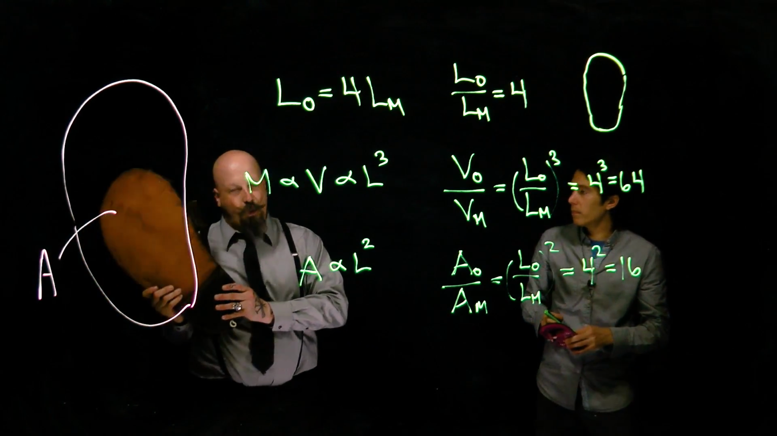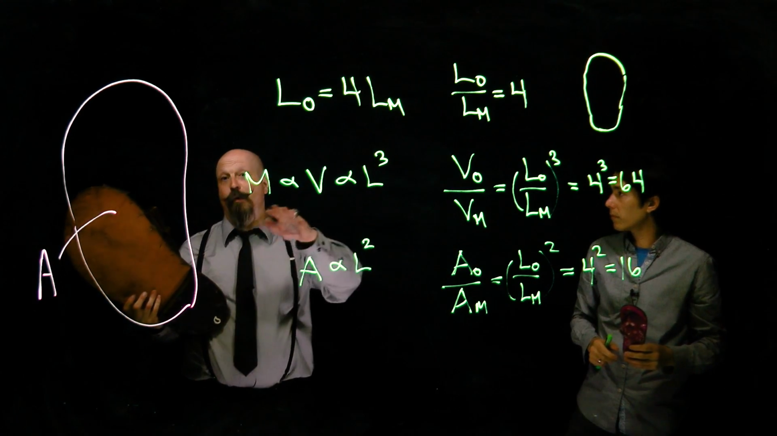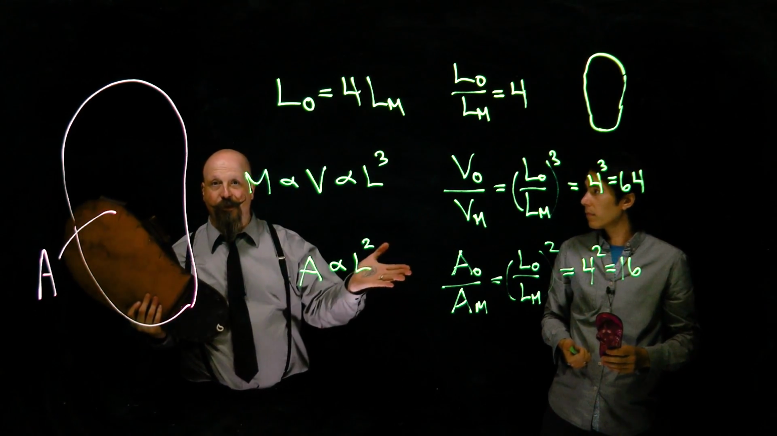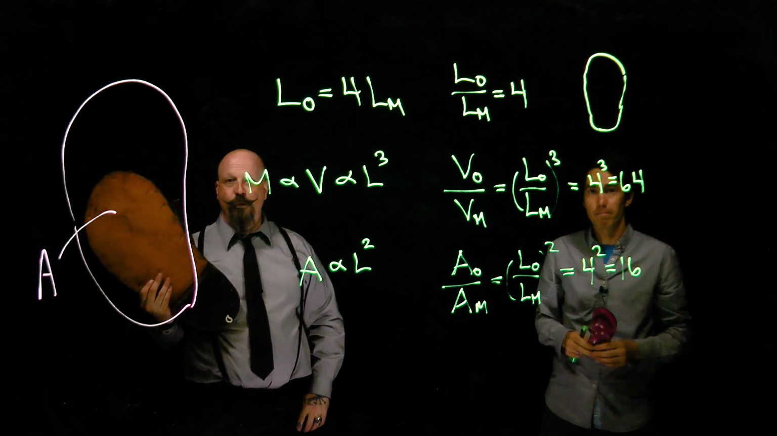So my shoe is 4 times the linear dimensions. It is 64 times the volume or mass, and it is 16 times the surface area or the footprint. And that's basically how scaling arguments work. Wow.